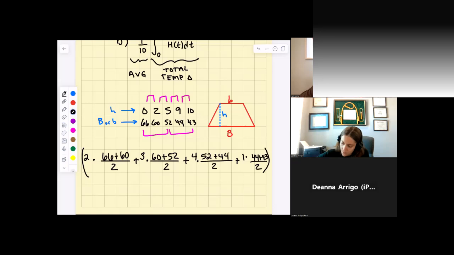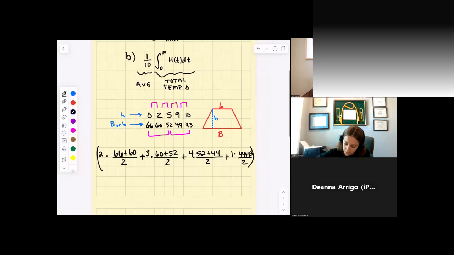So all of this would represent the integral. This is representing that total, but we have to remember to multiply by the 1/10 to get the average.